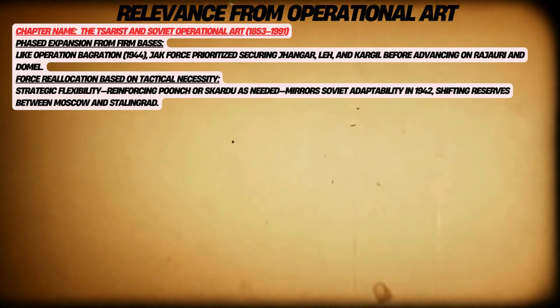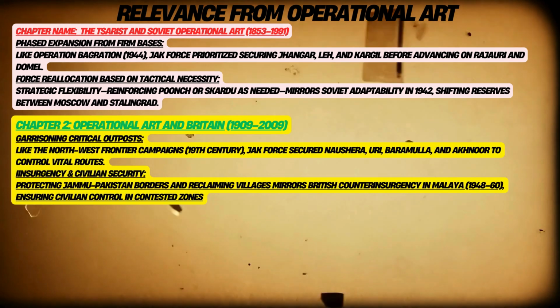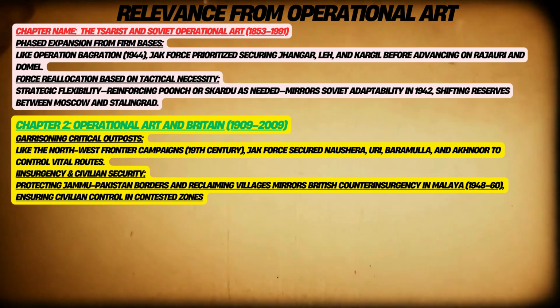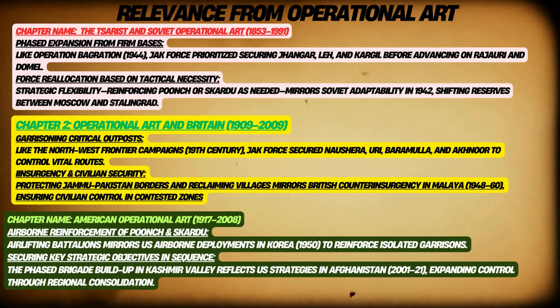Now, let's analyze question 8 through the lens of operational art. Chapter 1. The Tsarist and Soviet Operational Art 1853 to 1991. Phased expansion from firm bases. Just like Operation Bagration 1944, JK Force ensured control of key locations, Jhangar, Leh, Kargil, before expanding towards Rajauri and Domal. Lesson: secure strongholds first before advancing further.